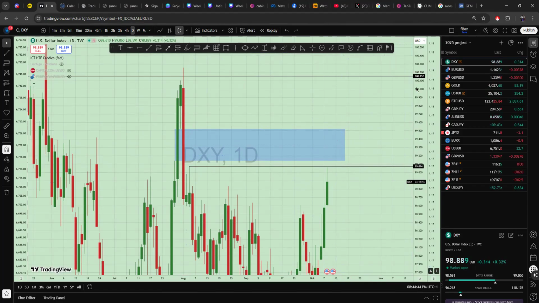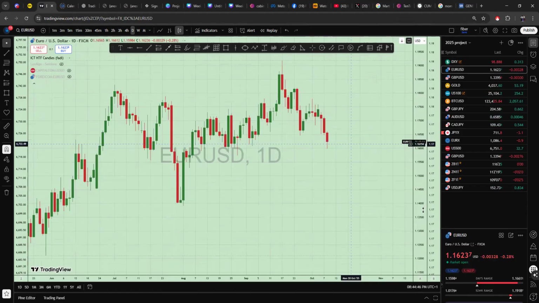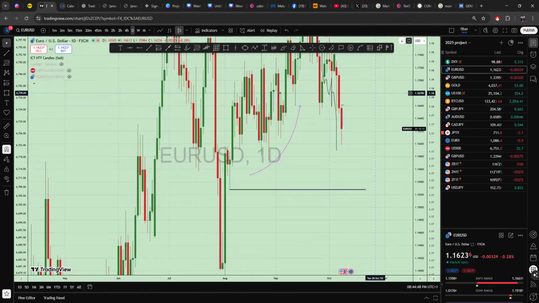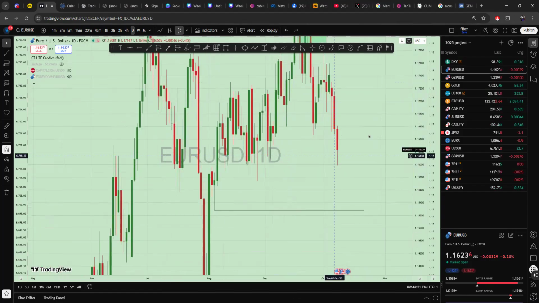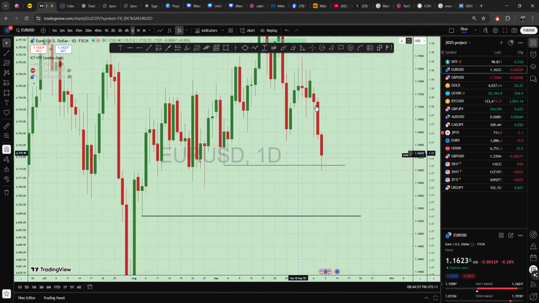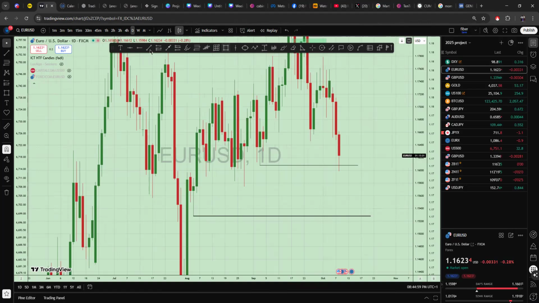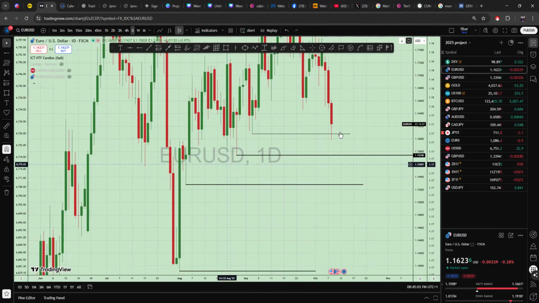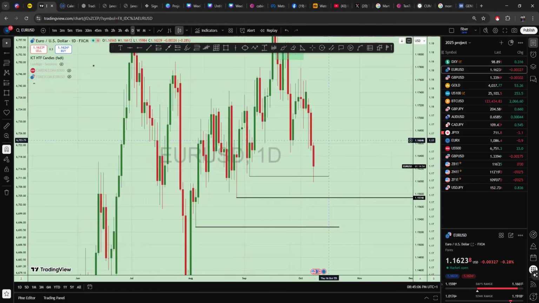Why I'm saying this is because when you look at Euro USD, price has actually also taken out a low here. Price has taken out this low. A lot of people would have expected that price should push higher, but that was not the case. And there is still a low here that has not been taken out as well. So we are still very much bearish.